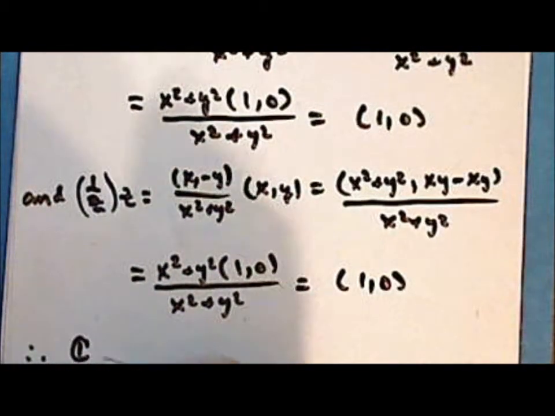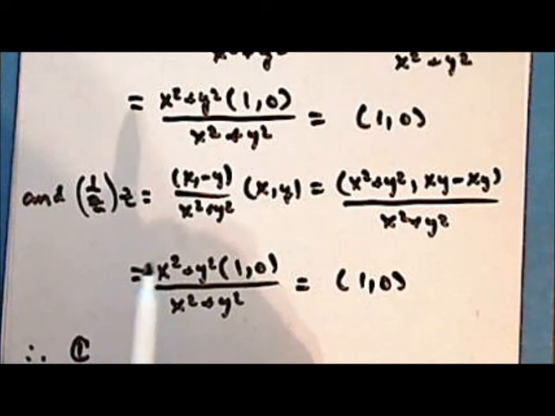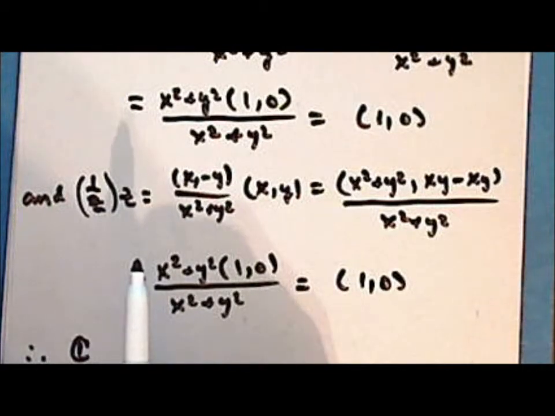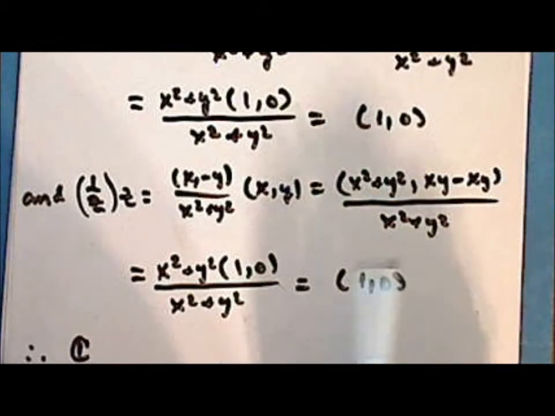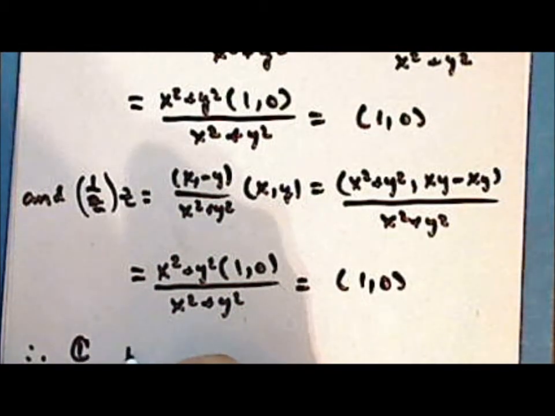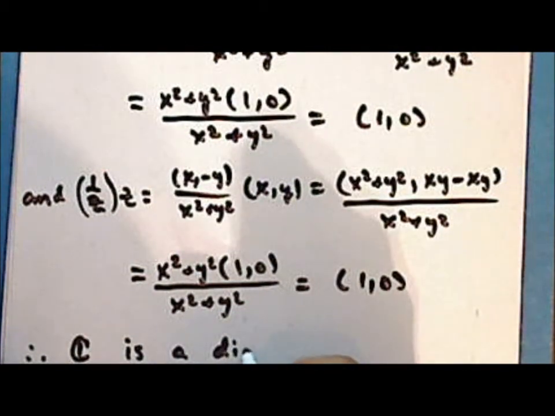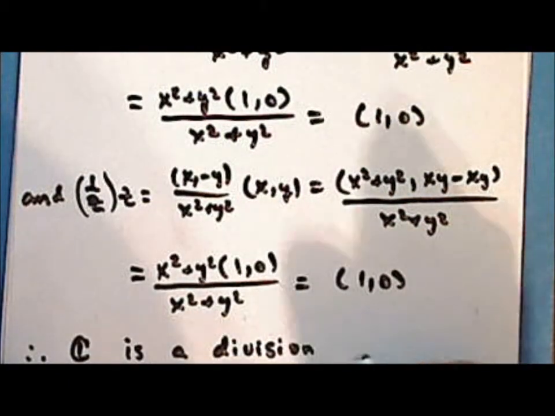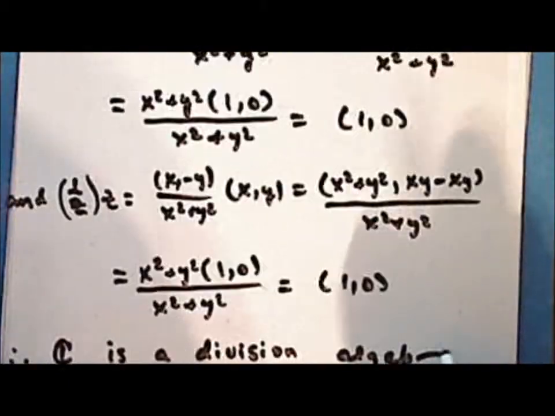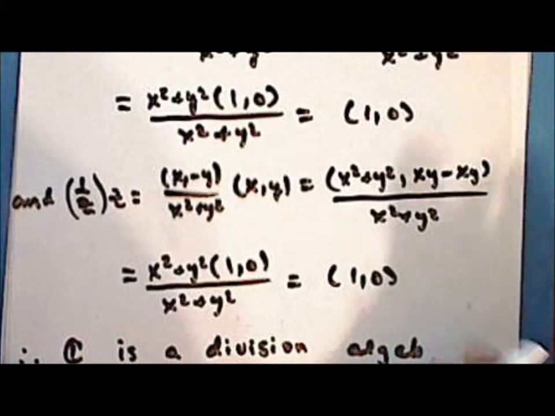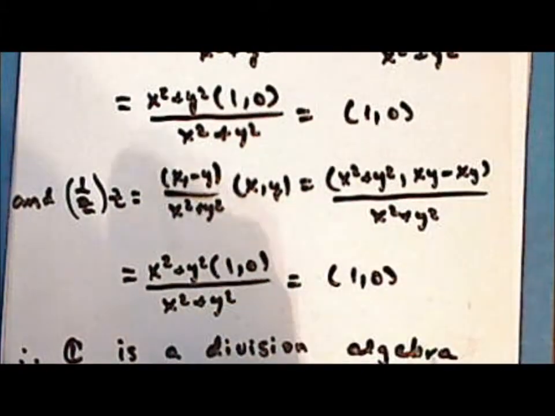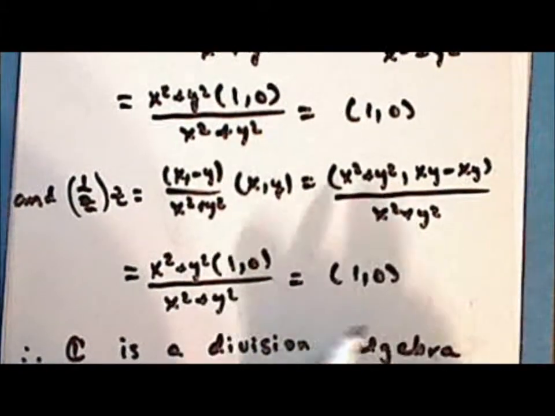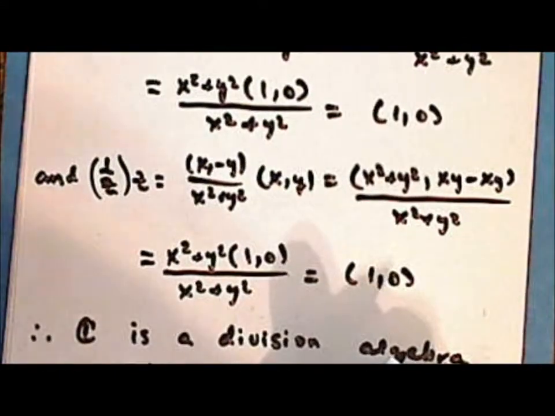And therefore for every non-zero complex number, there exists a multiplicative inverse such that the product of the complex number with its inverse, in whichever order, gives the multiplicative identity, and so the complex numbers is a division algebra over the field of reals.